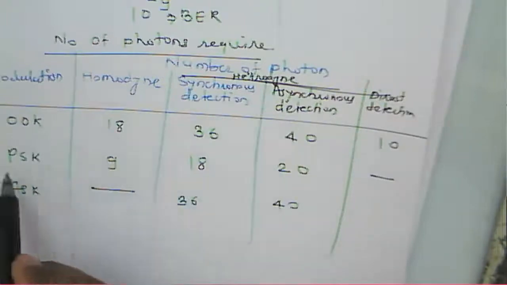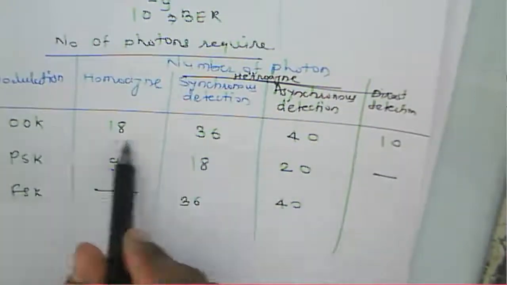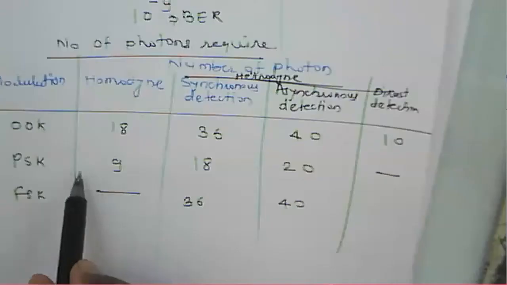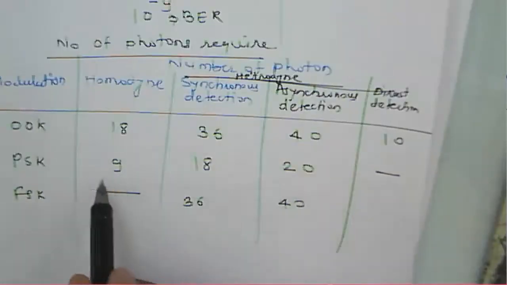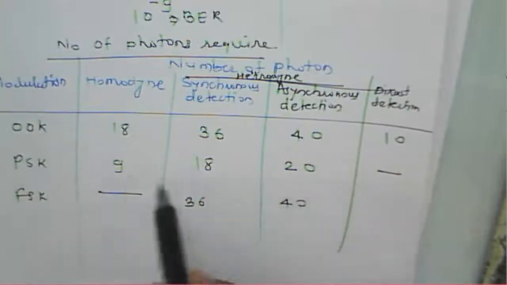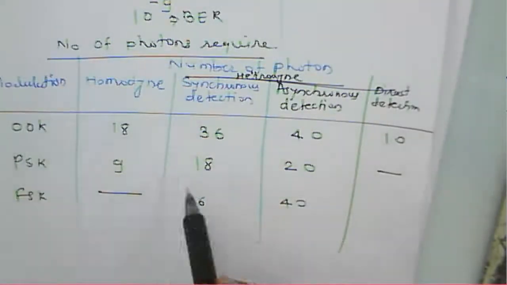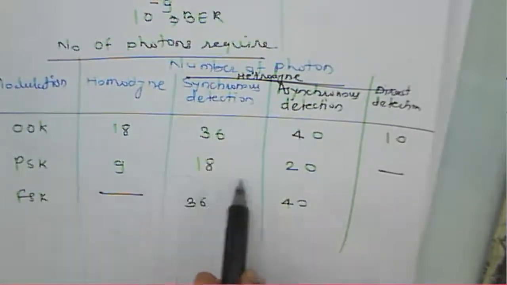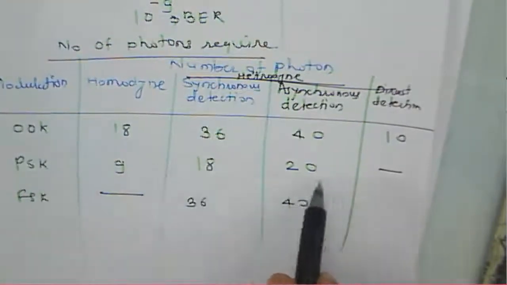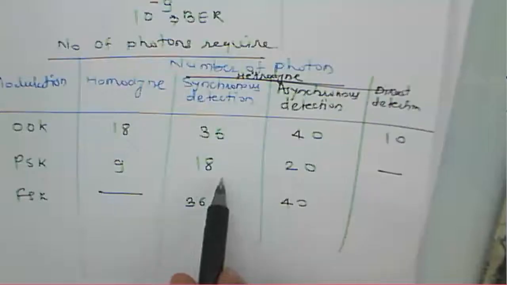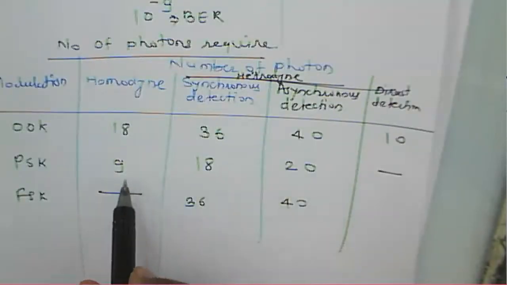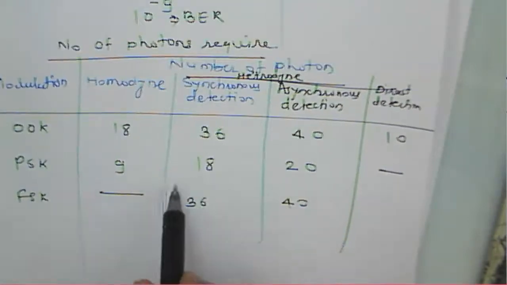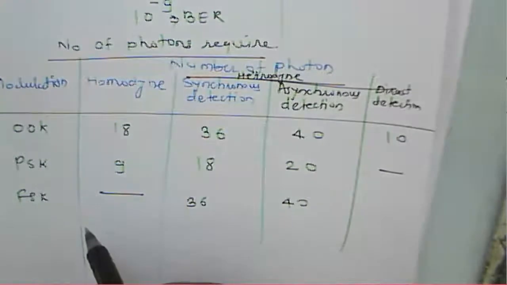Now if you see on-off keying as well as PSK here, and consider the number of photons required across these three modulation techniques, PSK requires a low number of photons. Less number of photons. That's why we can say that PSK has better sensitivity as compared to OOK and FSK.